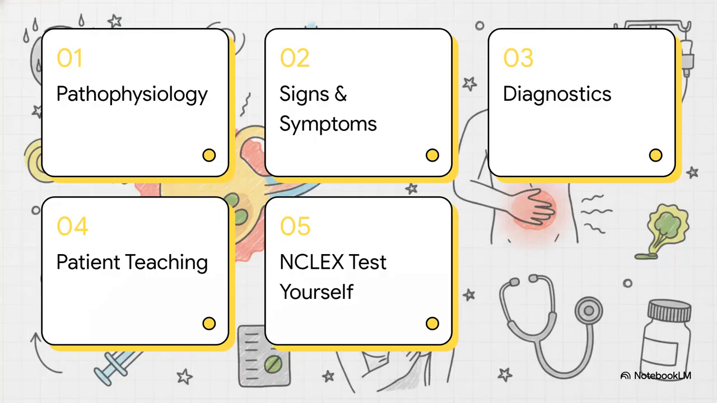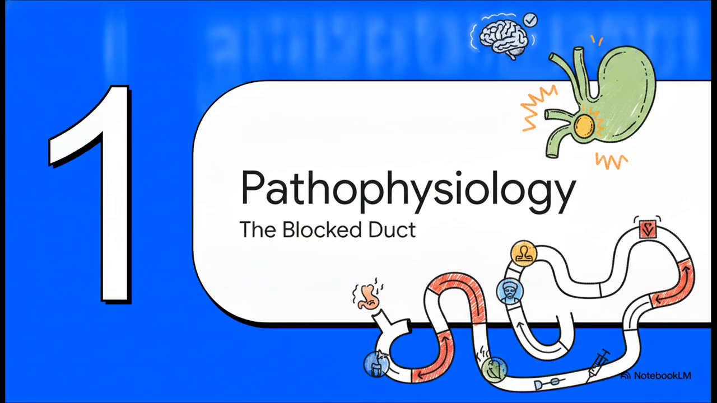Let's get into it. Okay, here's our game plan for today. We'll hit the pathophysiology, the signs and symptoms, diagnostics and priority interventions, patient teaching, and finally, a quick NCLEX test yourself section to lock it all in. Starting off with Section 1, Pathophysiology, the blocked duct.